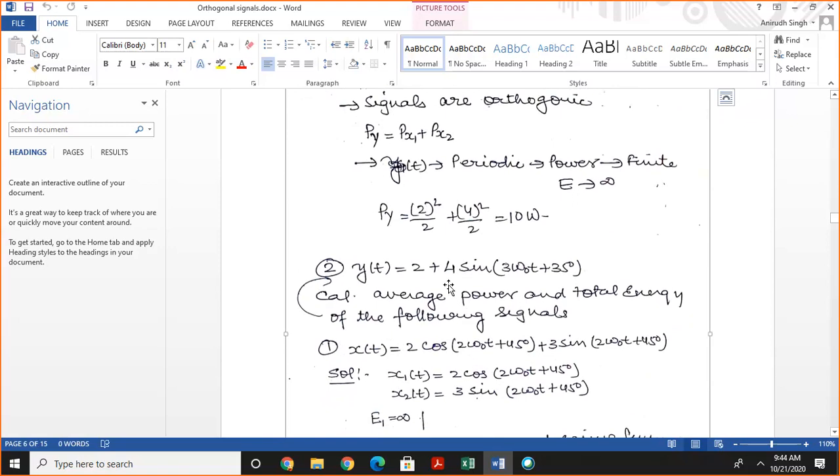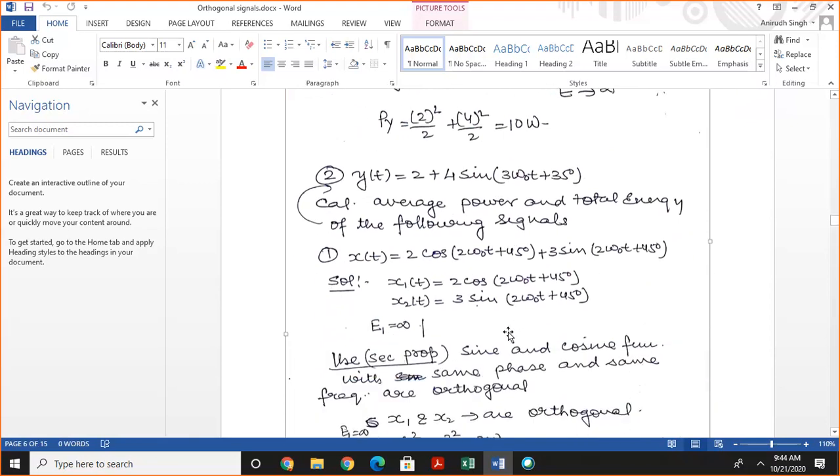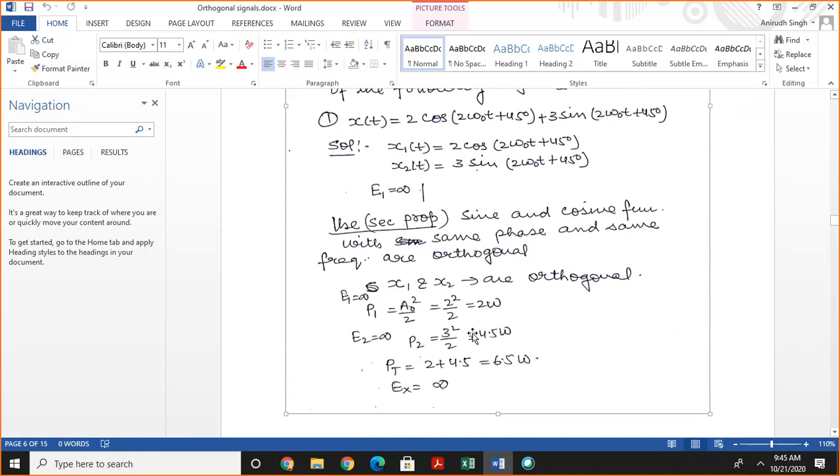But when we calculate the power of the signal, we take the mod of this. When we take the mod of x2(t), the value of the x-axis is T and the value of the y-axis is 6, and if we put these two values in this equation, we get this, and we calculate the power of x2(t), which is equal to 6.